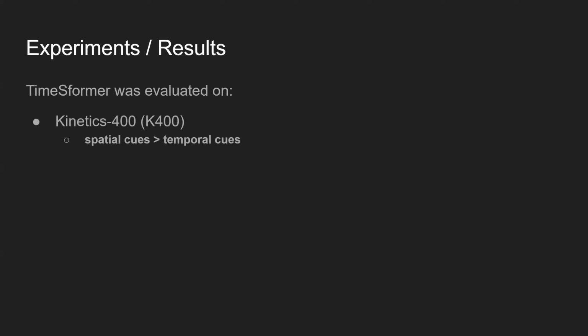So the Timesformer was evaluated on mainly 3 data sets, and those data sets are Kinetics 400, and that is a data set that focuses a lot more on spatial cues over temporal cues. It has around 160,000 10-second clips from YouTube videos and 400 classes, hence the name Kinetics 400.